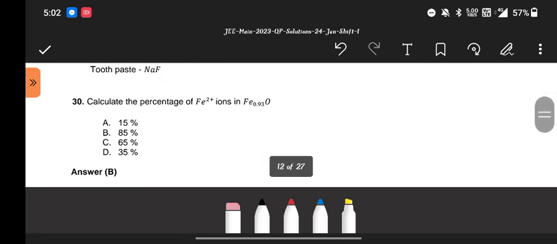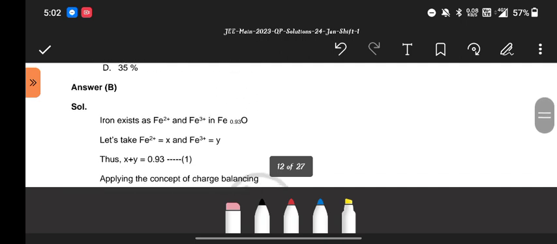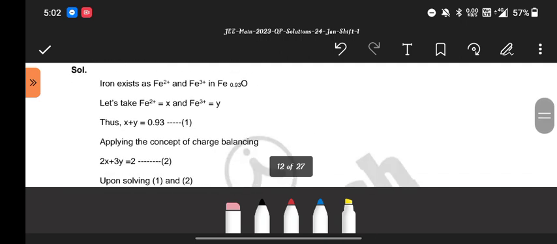Moving on to our next question. Here they have asked us to calculate the percentage of Fe2 plus ions in Fe0.930. Option A 15%, option B 85%, option C 65%, option D 35%. The correct answer: iron exists as Fe2 plus and Fe3 plus in FeO0.930.